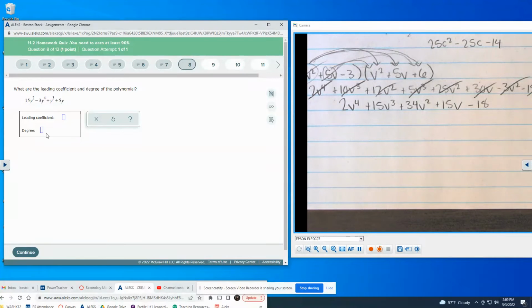So remember, leading coefficient and degree they both come from the term with the highest power. So if we scan across this, we see that our highest power is the 4. So we have a degree of 4. So the leading coefficient is just the number on the front of that term. So we get a negative 3.